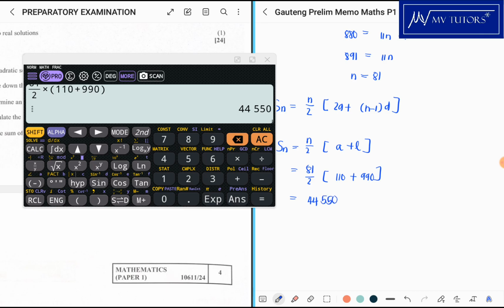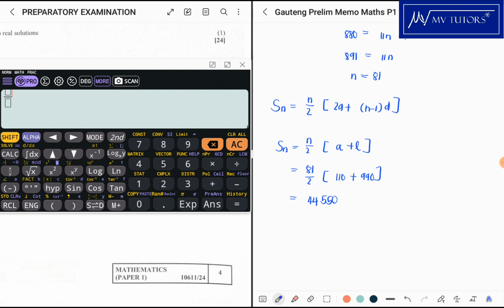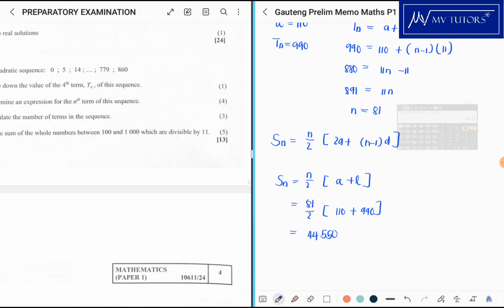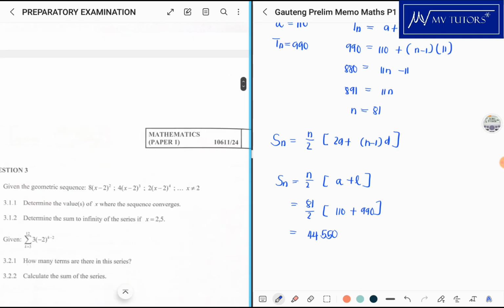44,550. For those who didn't trust this formula, if you're using the long one, 81 over 2, then in your brackets you have 2 times a, which is 2 times 110, plus n minus 1, which is 81 minus 1, multiplied by d, which is 11. Yes, getting the same answer. Oh, okay, for a while there I was like, is this correct?